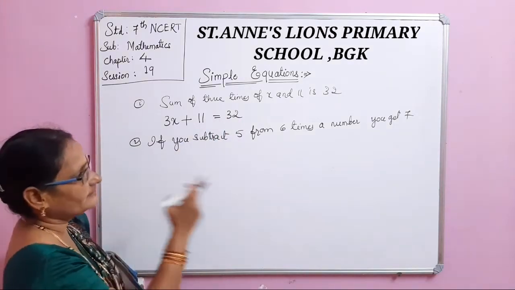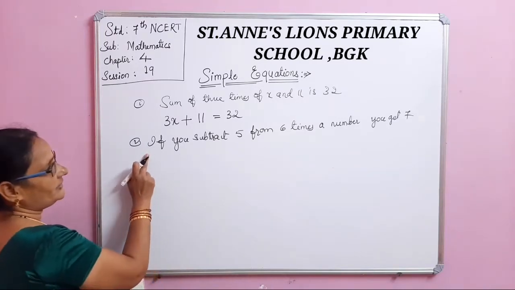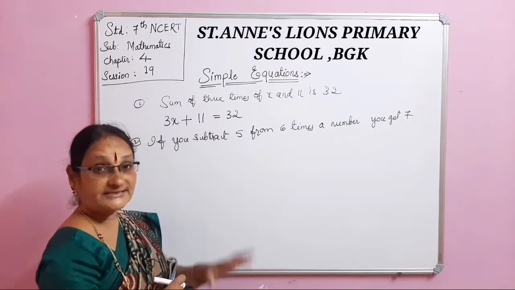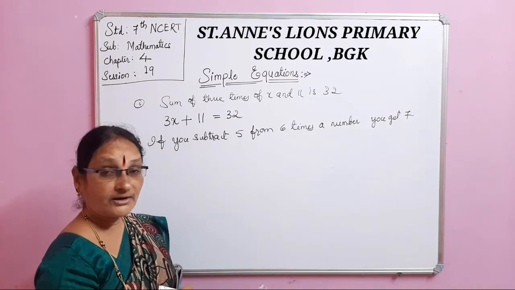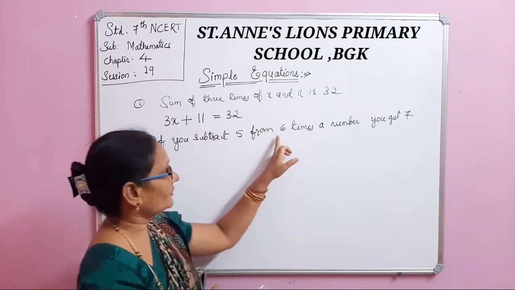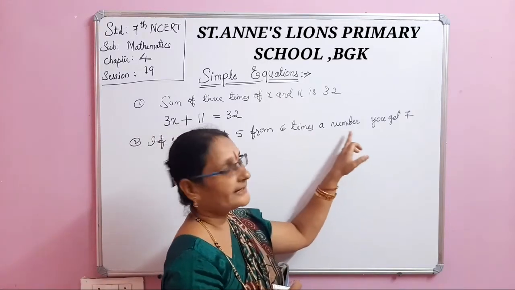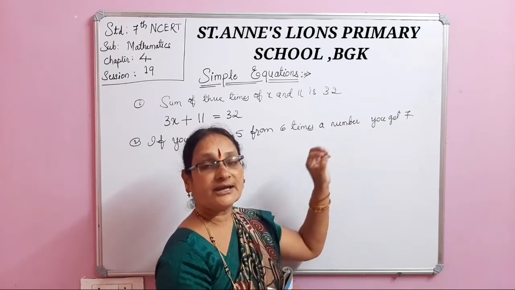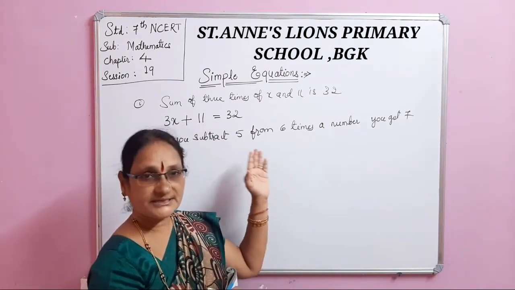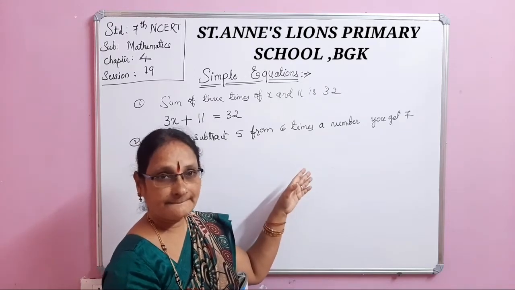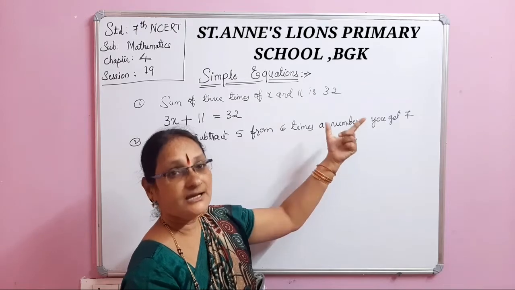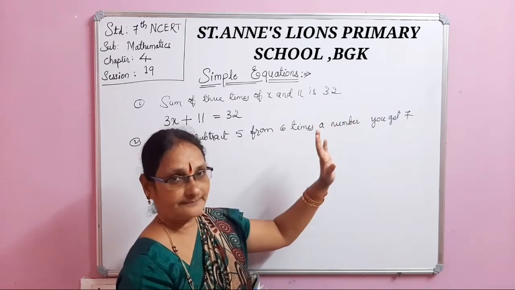What is the second statement given? See here, if you subtract 5 from, we are subtracting, what are we subtracting? Subtracting 5. From what? From 6 times a number. A number means here, you can take any variable. It may be 6a or it may be 6x or it may be 6l. Okay, 6 times a number.